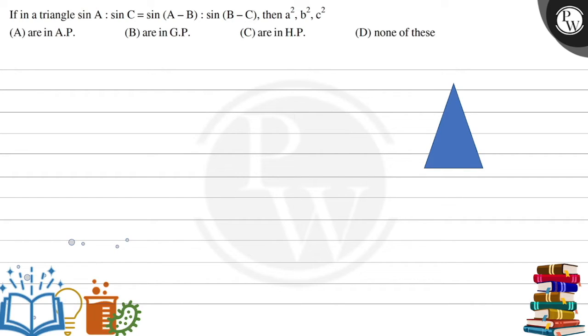The question says, in a triangle ABC, A, B and C are the angles of the triangle. If the ratio of sine A is to sine C is equal to sine A minus B is to sine B minus C, then we are supposed to find the relation between a square, b square and c square. Here a, b, c are the lengths of the sides of the triangle, and we are supposed to find whether they are in AP, GP, HP or anything else.